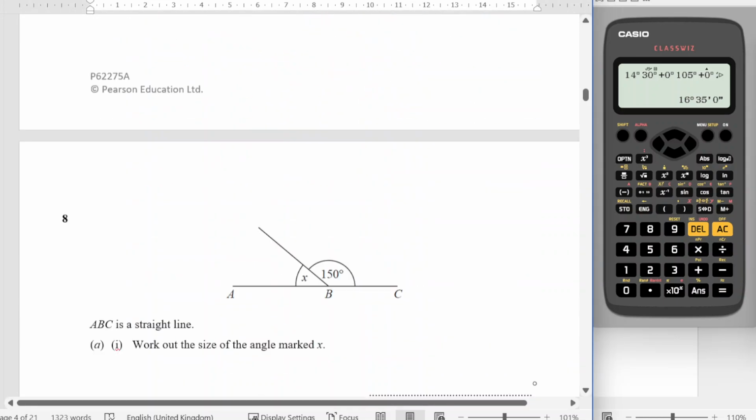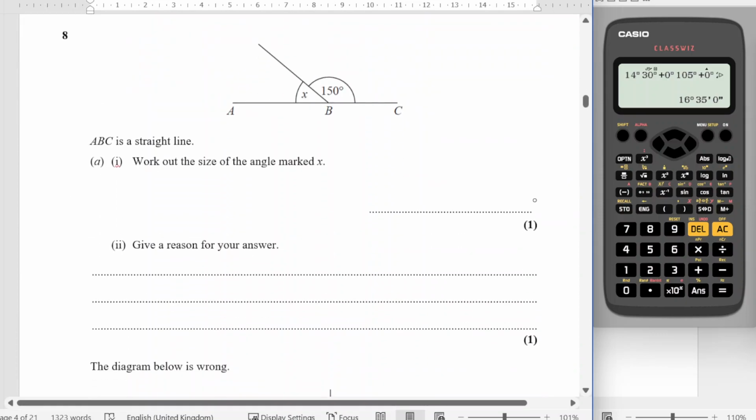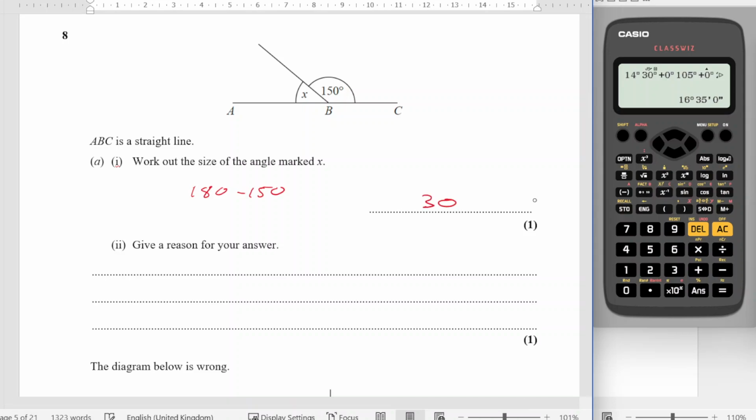Okay, question 8. Work out the size of the angle marked with X. That's going to be 180 minus 150. So that would be 30 degrees. And the reason for that, give a reason for your answer: angles on a line equal 180 degrees.